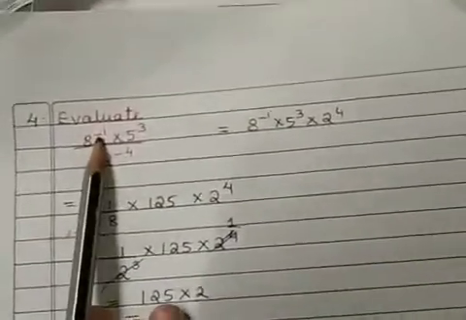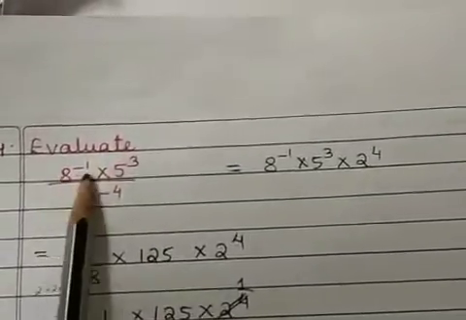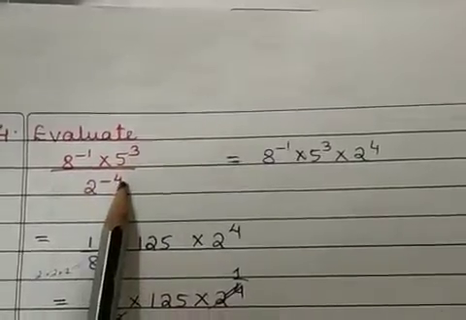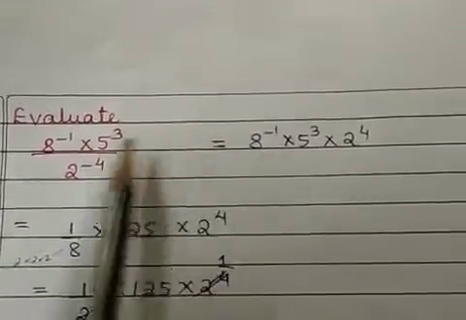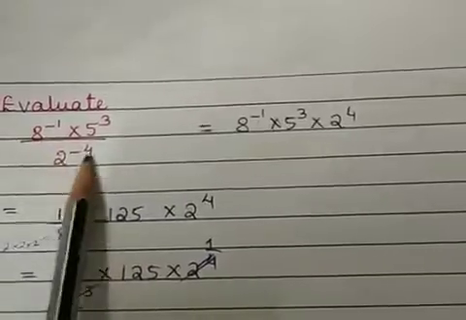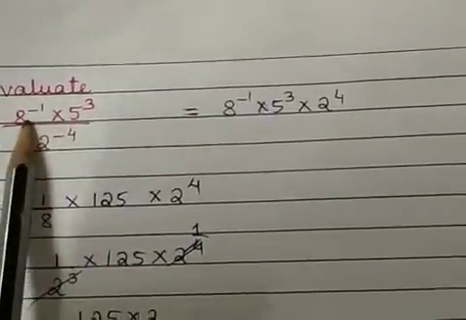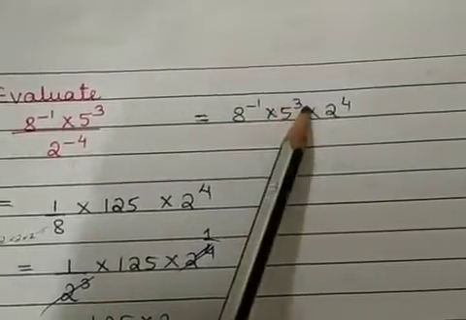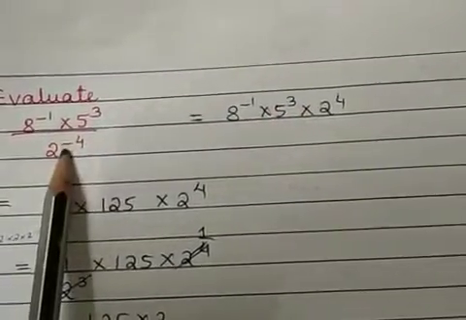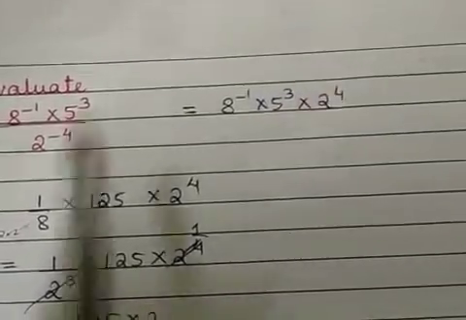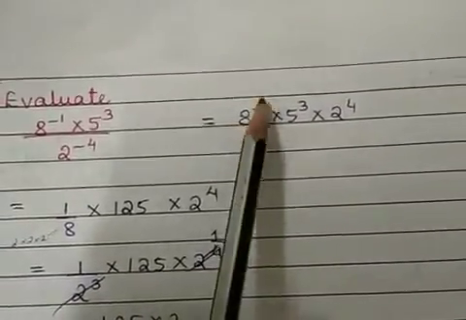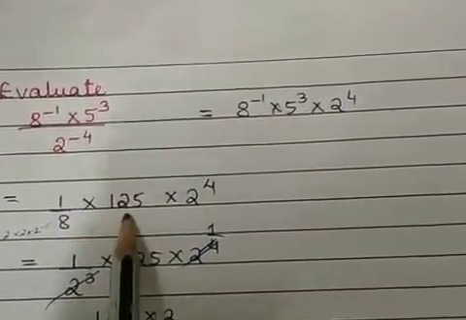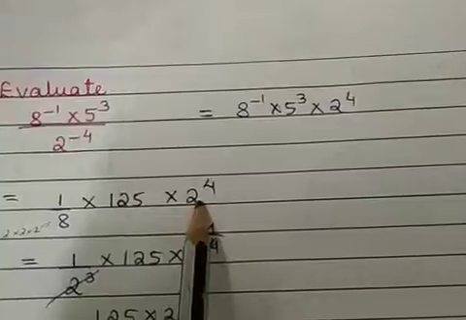The fourth example, evaluate 8^-1 multiplied by 5^3 upon 2^-4. This is equal to, let us take the denominator in the numerator. So this is 8^-1 multiplied by 5^3 multiplied by this 1 upon 2^-4 will be 2^4. This is equal to 8^-1 is 1 upon 8 multiplied by 5 cube is 125 multiplied by 2^4.